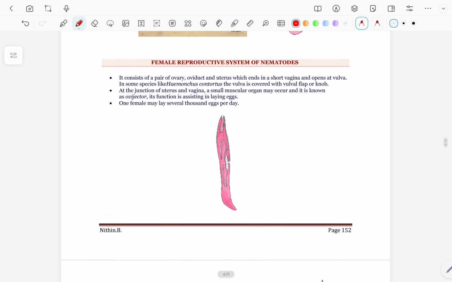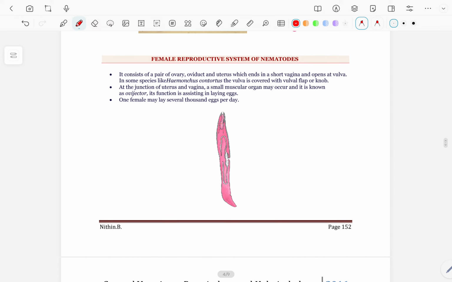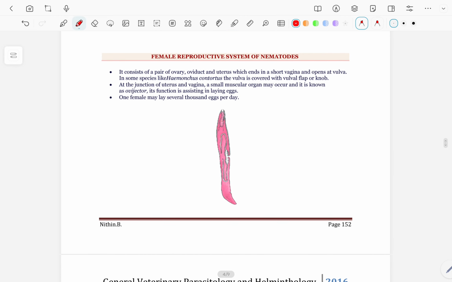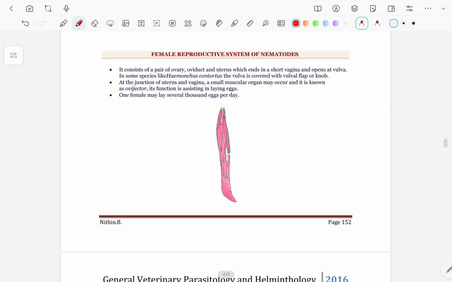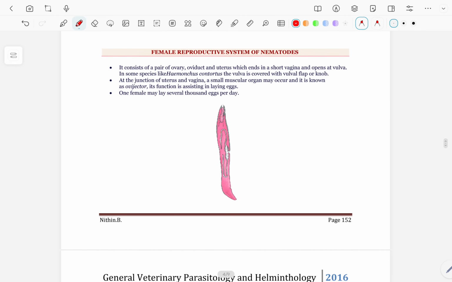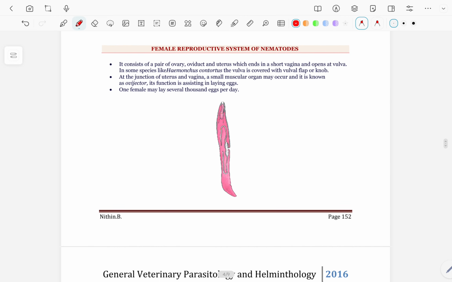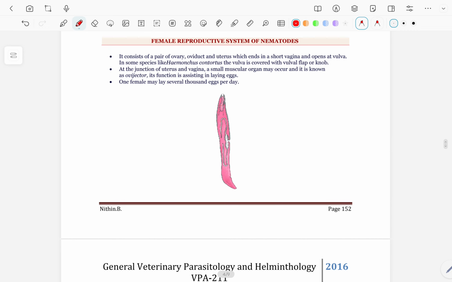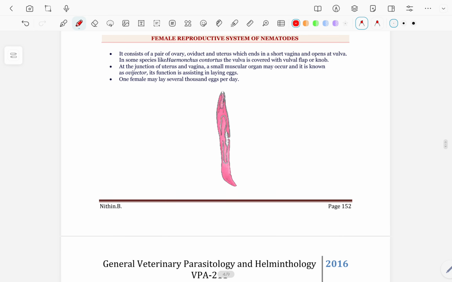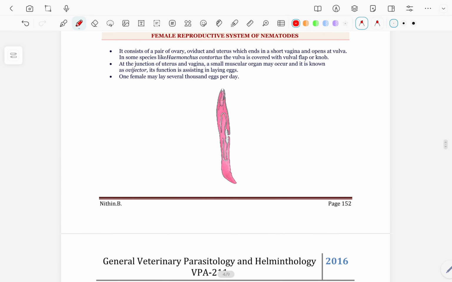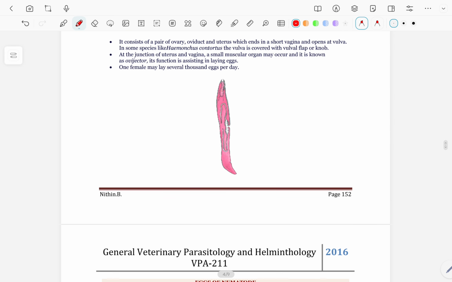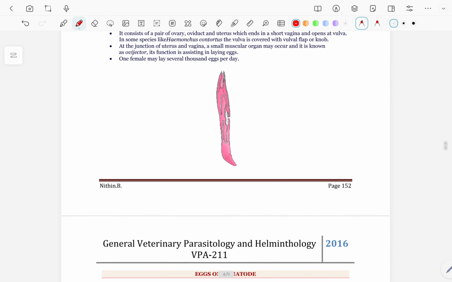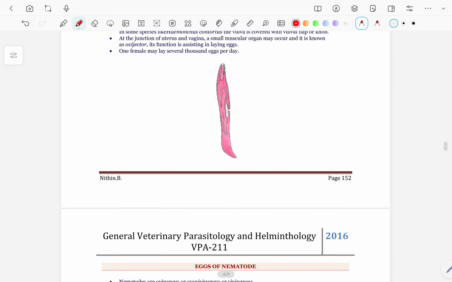In some species, like Haemonchus contortus, the vulva is covered with a vulval flap. At the junction of the uterus and vagina, a small muscular organ may occur, known as the ovejector. Its function is assisting in laying eggs. One female may lay several thousand eggs per day.